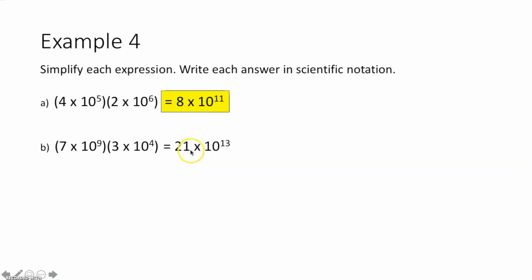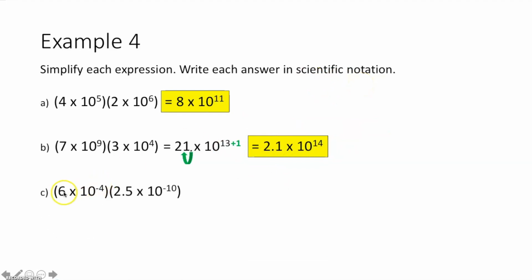So we move our decimal. Remember, if you don't see a decimal, it's at the end. You take that decimal and you move it to the left 1 decimal place. So you get 2.1. But when you move a decimal to the left 1 place, you have to add 1 to your exponent of your 10. So this becomes 2.1 times 10 to the 14th power. That is putting it back into scientific notation.